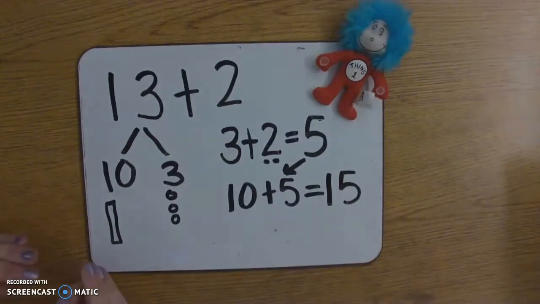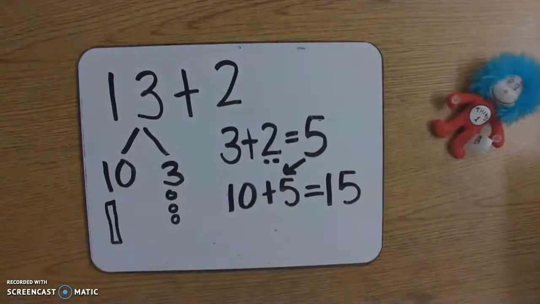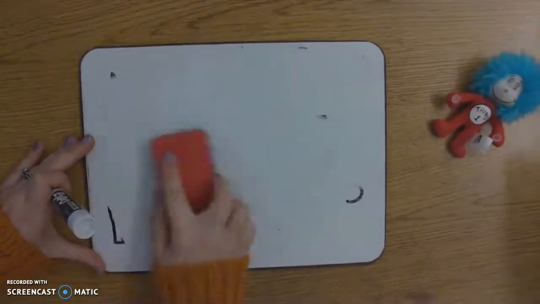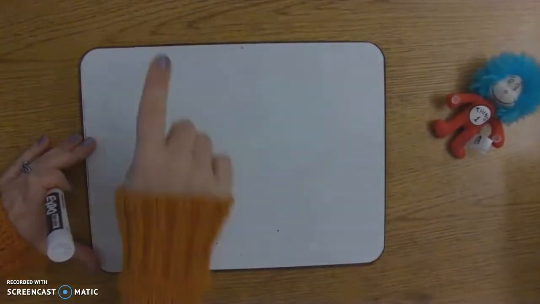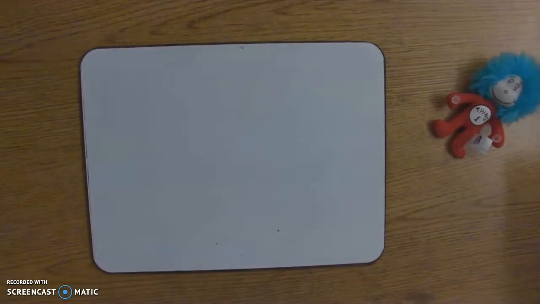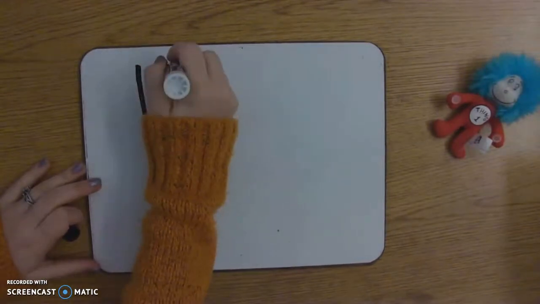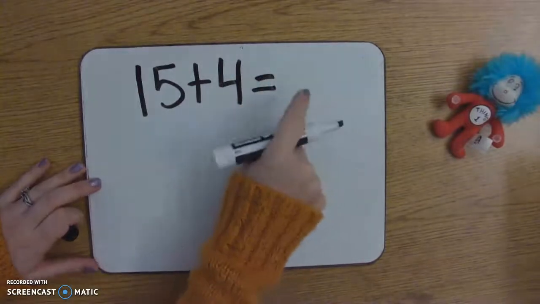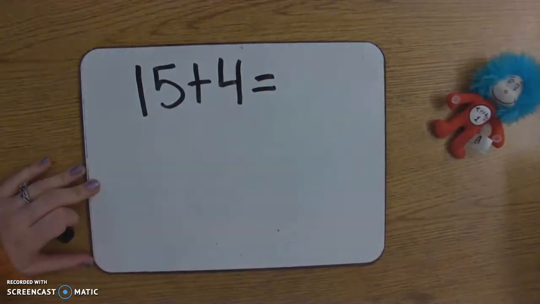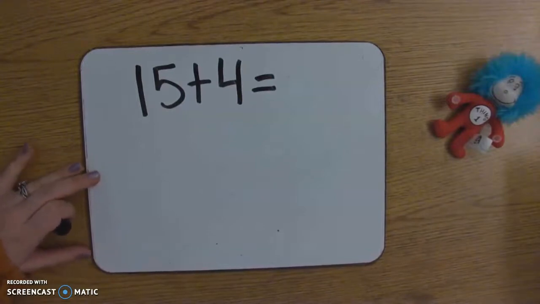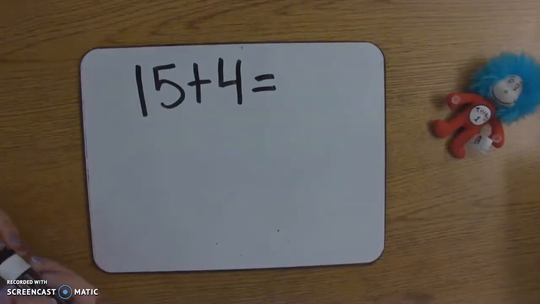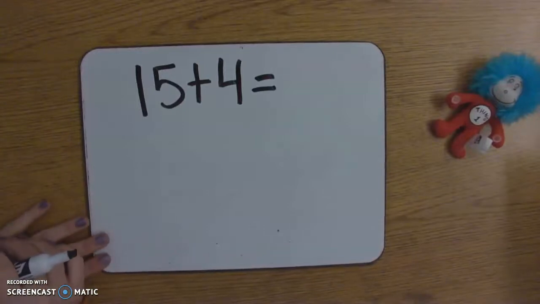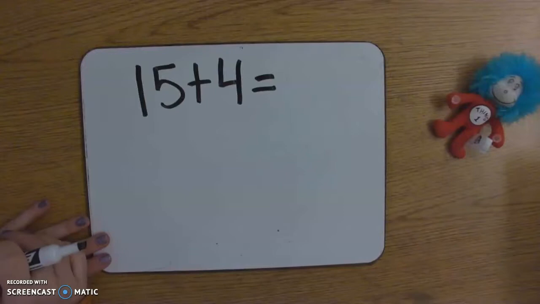Okay, mathematicians, pause the video and get out your whiteboards. We're going to do a couple more problems together. Ready? At the top of your whiteboard, I want you to write this math problem. Write down 15 plus 4. And if you already know the answer, hold it, because we are practicing another addition strategy that might help you as you get onto bigger numbers. And when I say might, I mean definitely, because this is a really important strategy. We're going to practice this for a few days.